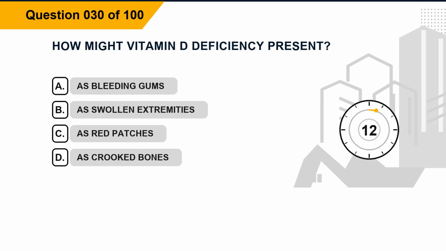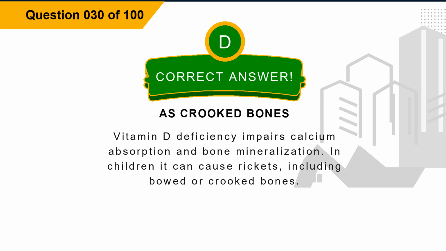Question 30. How might vitamin D deficiency present? Option A, as bleeding gums. Option B, as swollen extremities. Option C, as red patches. Option D, as crooked bones. The correct answer is option D, as crooked bones.